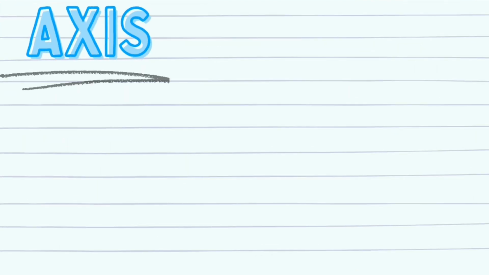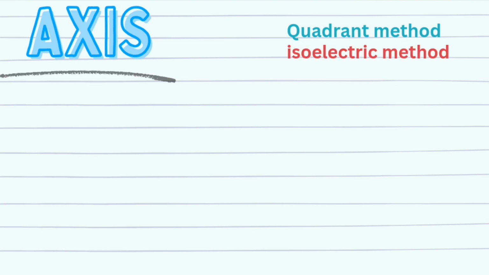Worrying about how to use this to interpret axis on ECG, let's make it simple. 2 methods are usually used: quadrant method and isoelectric method. We will use the quadrant method here.